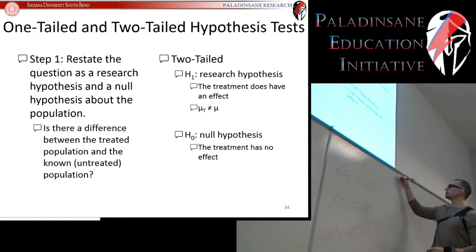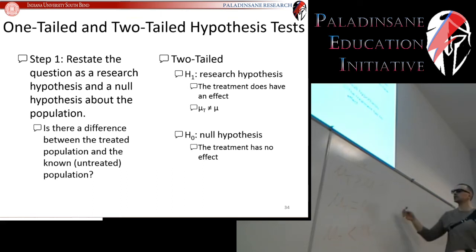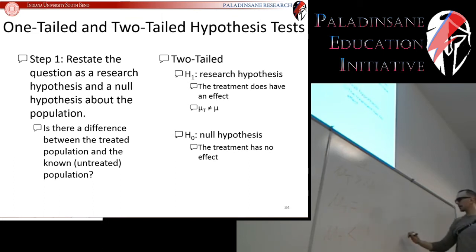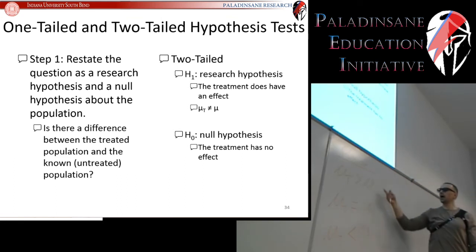So when we're doing a two-tailed hypothesis, your research hypothesis covers the possibility that your treatment causes an increase, because that will make the populations not equal each other, and it covers the possibility that your treatment causes a decrease, because that would cause your populations not to equal each other. So that one hypothesis covers these two possibilities.